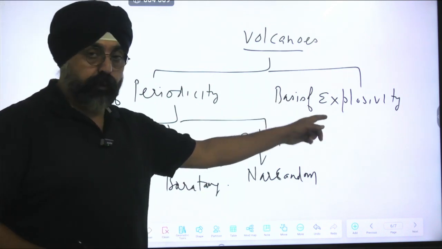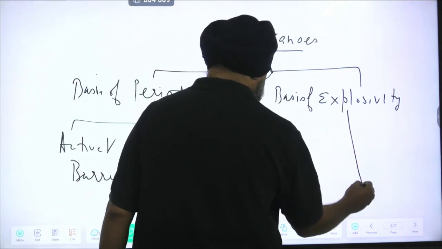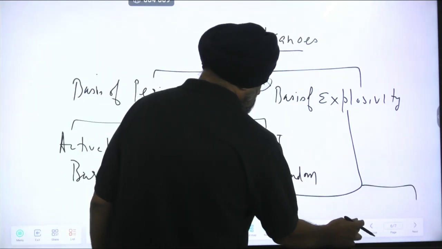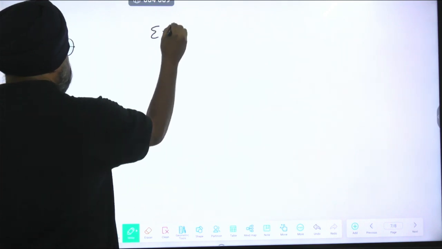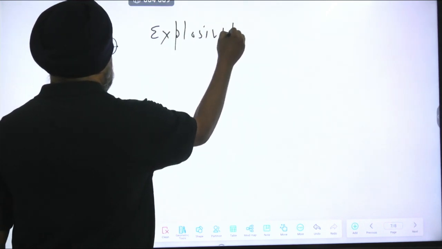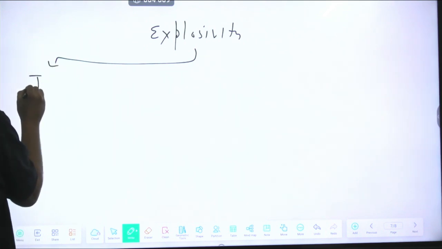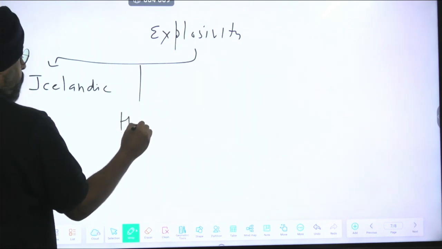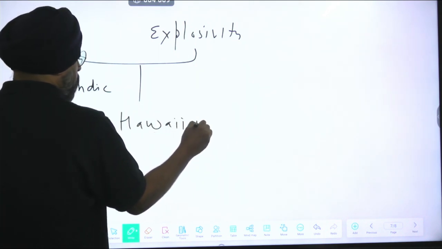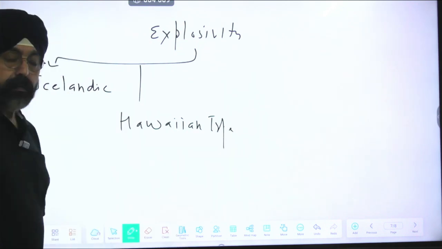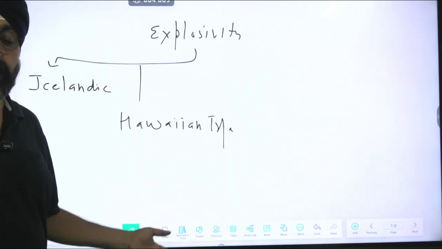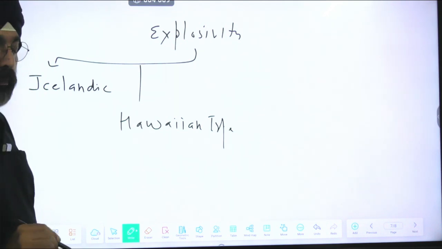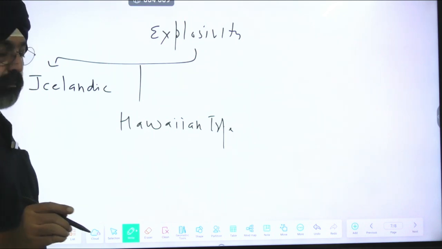On the basis of explosivity, we are having several types. What are those types? We are having Icelandic type, very quiet. We are having Hawaiian type, again very quiet. It's like a flood; when it comes and surrounds us, we do not know. No explosivity, no noise. They're not vociferous. They're not noisy.